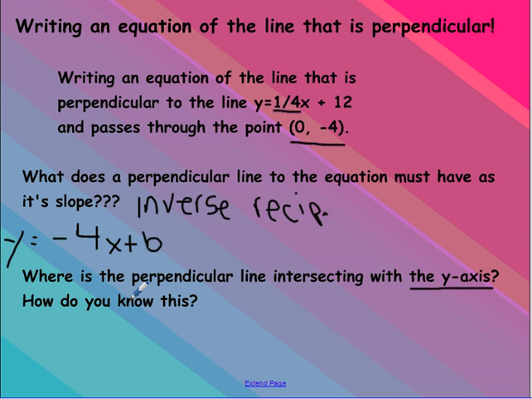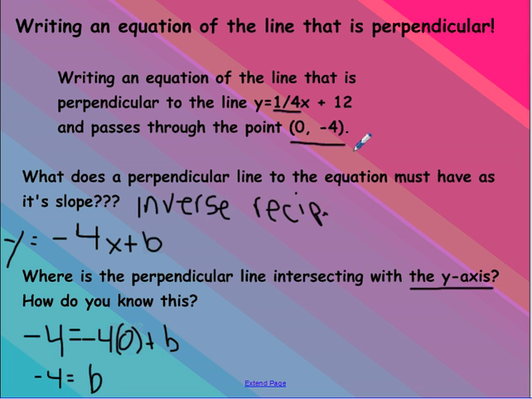They gave me 0, -4. So they're telling me if I put a -4 for y, that when I have -4 times 0 plus b, which is going to be my y-intercept, I end up with -4 equals b.